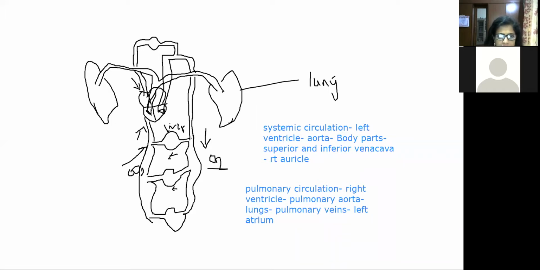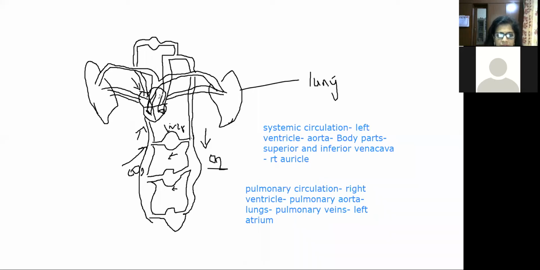Next is pulmonary circulation. You can see this is the pulmonary aorta branching into two. Both are going to the two lungs. From there, they are brought back to the heart through the pulmonary veins. Two from the left, two from the right. But they are all opening in the same.